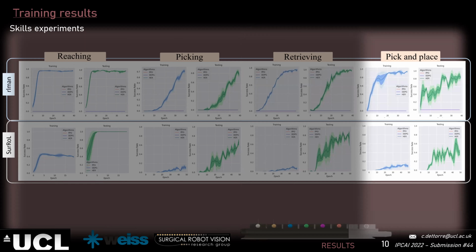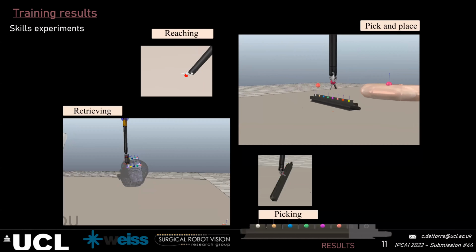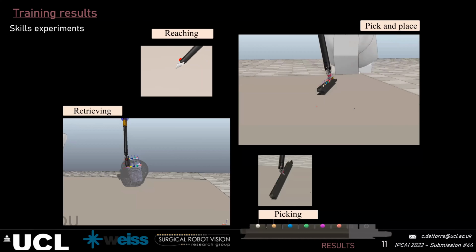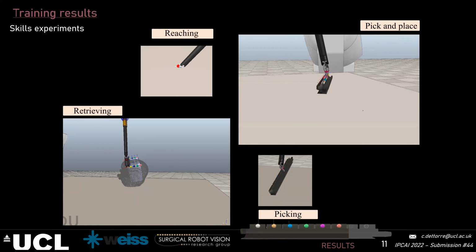And as the last task, we analyzed the pick and place of the rail for RLMan and of a surgical needle for SurRoL. Given the complexity of the task and the delayed reward based on the success of the intermediate step of picking the object, these tasks reach a lower success rate compared to the previous ones, but still above 50 and 60%. Here is a sample of the trained agents and how they are able to execute the aforementioned tasks.